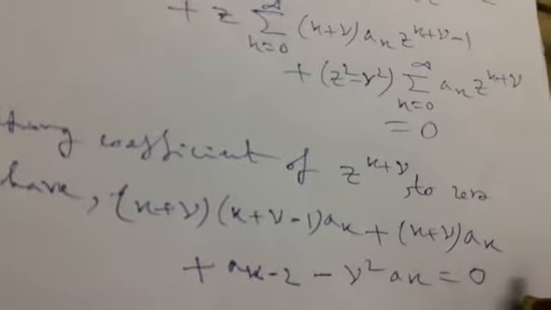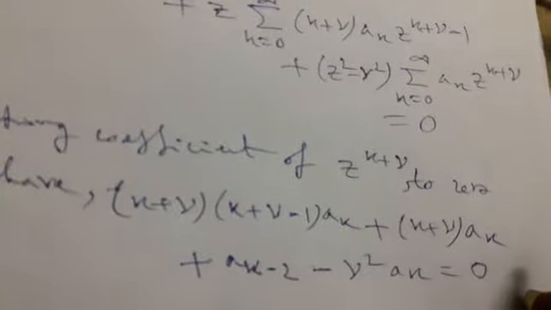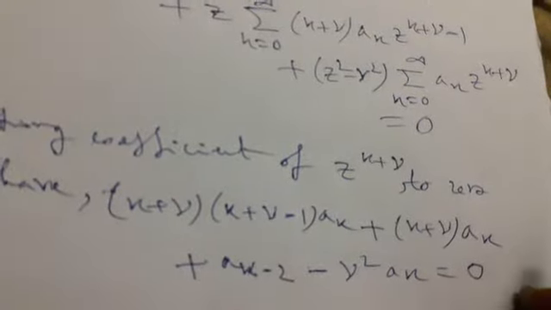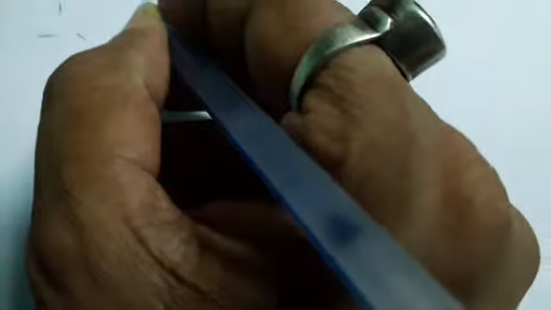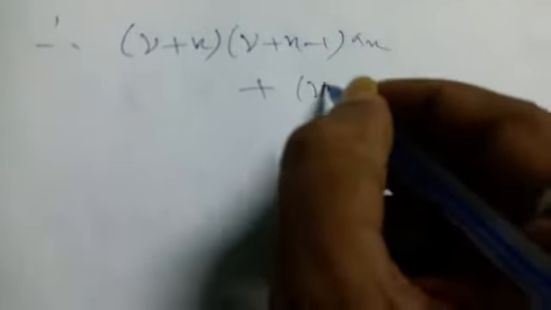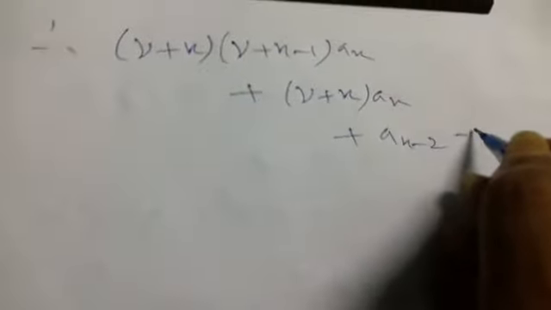Now we have to adjust a few terms and go into the simplifications. Therefore we rewrite this term once again: (gamma plus k minus 1) a k plus (gamma plus k) a k, whatever, by the commutative property, plus a k minus 2 minus gamma squared a k is equal to 0.